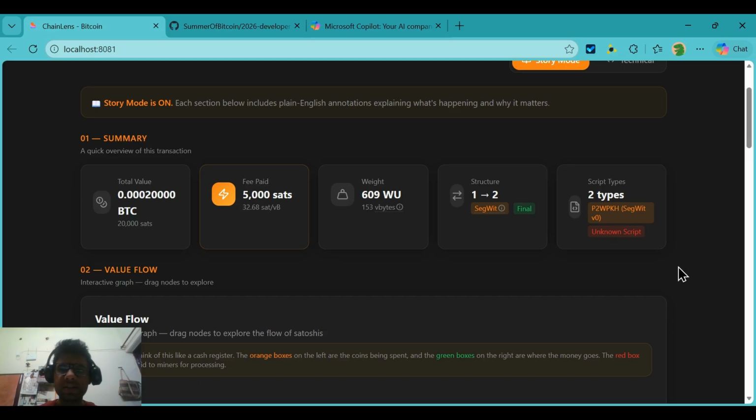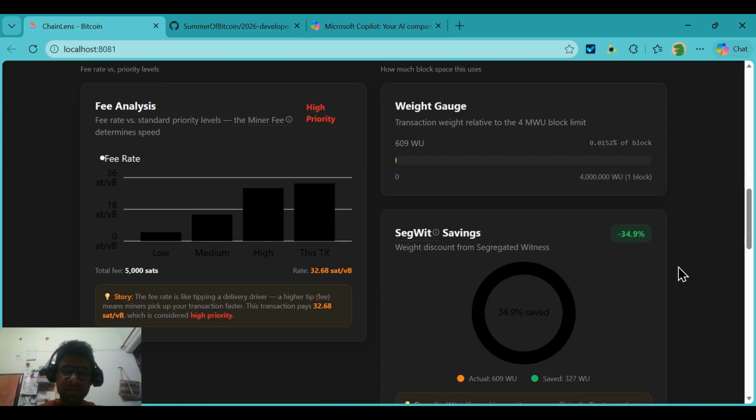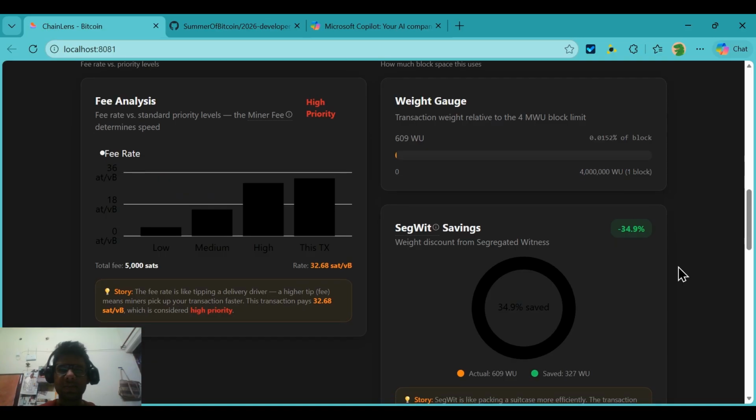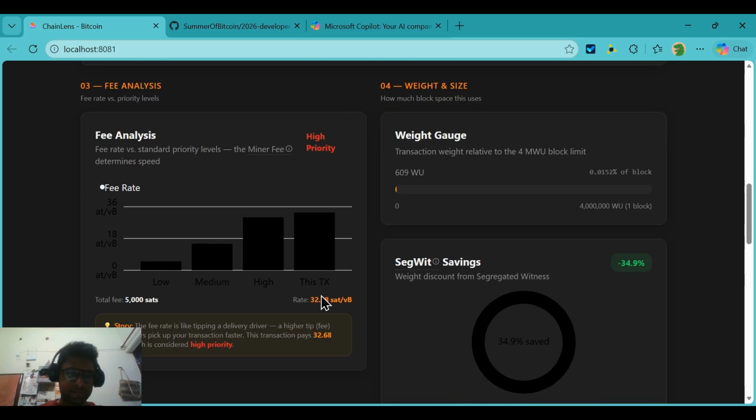P2W script introduces SegWit into this transaction. Scripts allow us to modify and tell how a transaction should be occurring on the blockchain. Then there is also something called RBF signaling. RBF signaling is nothing but a process to make your transactions faster and cheaper. Here you can see how much I saved using SegWit, 34.9%.